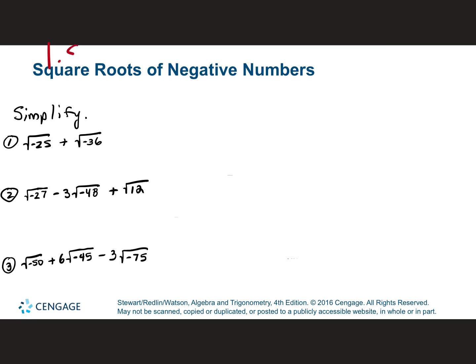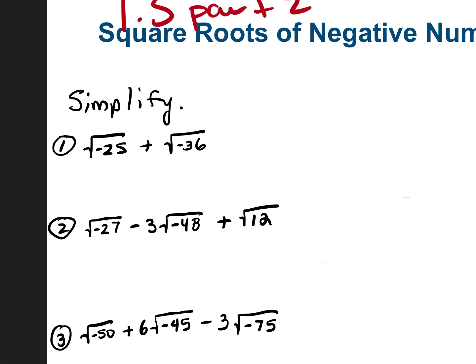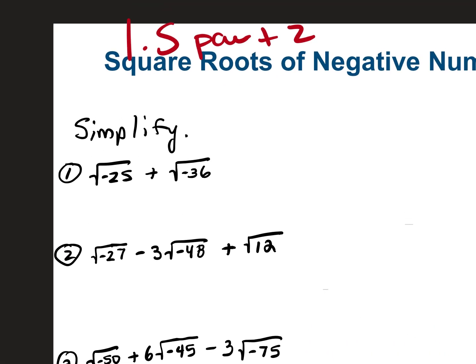So this is 1.5 part 2. So we're going to be simplifying radicals. Some of those radicals will have a negative in it, which makes them imaginary numbers, which makes them complex numbers. So it kind of ties in what we've been doing in part 1.